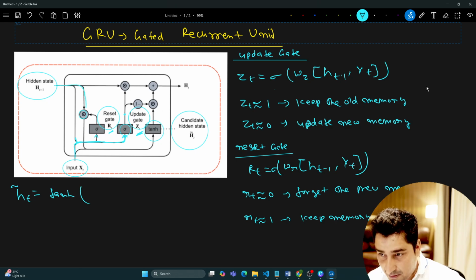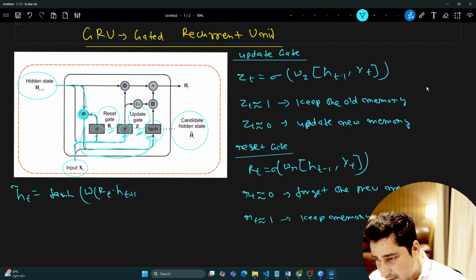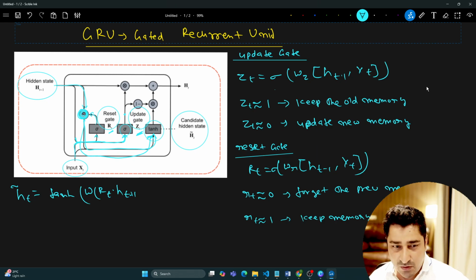So it's coming from here, and then the reset is coming from here. We are doing the multiplication, and this is getting here. So here, W, the reset r of t that we have written, into h of t minus 1. This is something that we are doing in this place, and then we are sending this inside a hyperbolic tangent. This is what I have written over here.